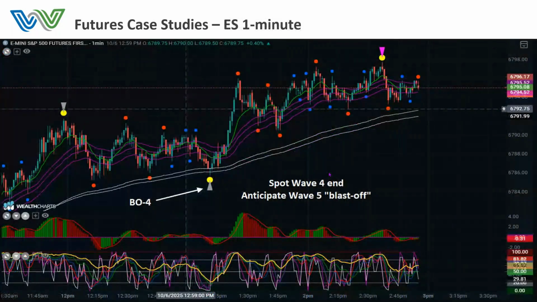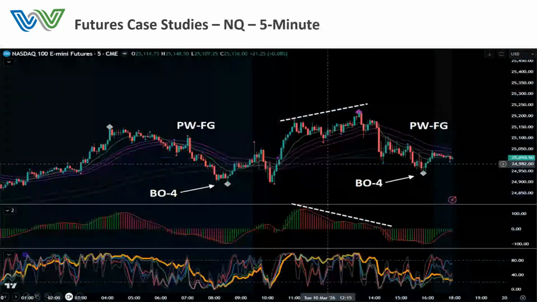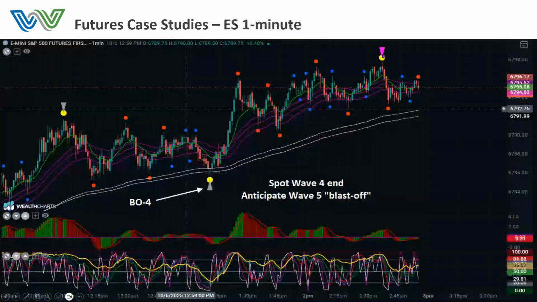Here's another example. This is a 1-minute chart. So these patterns show up. This is on Wealth Charts. This was on TradingView. These patterns show up on every time frame. They're fractal. The markets are fractal on every time frame. So this was a purple, and it turned to gray once we made a new high. But this was a nice setup on the 1-minute chart.